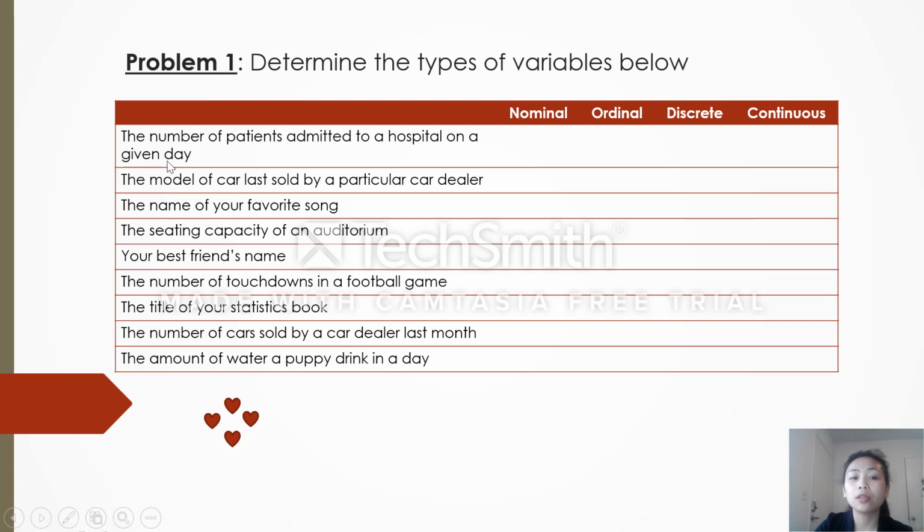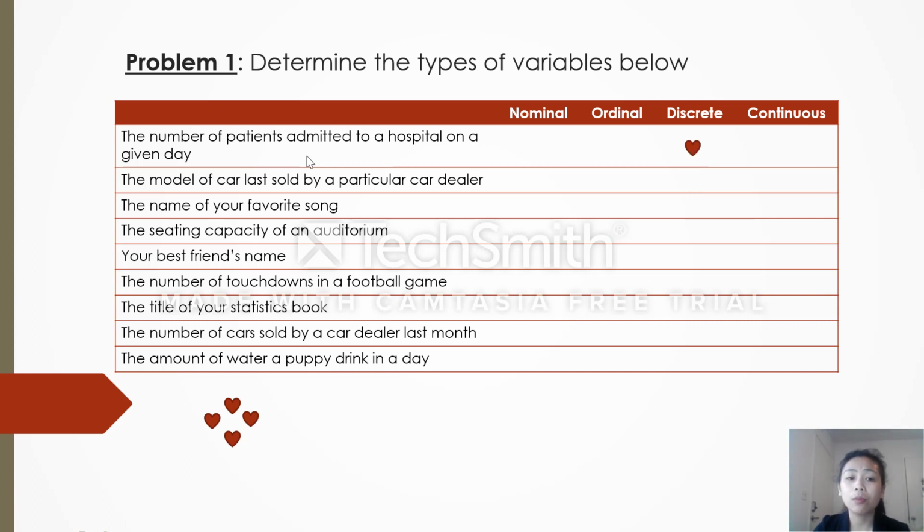So first example, the number of patients admitted to a hospital on a given day. The number of patients cannot be a decimal. It should be a whole number. For example, no patients, 1 patient, 5 patients. So this is an example of quantitative variables, and it cannot be a decimal, so this should be discrete.